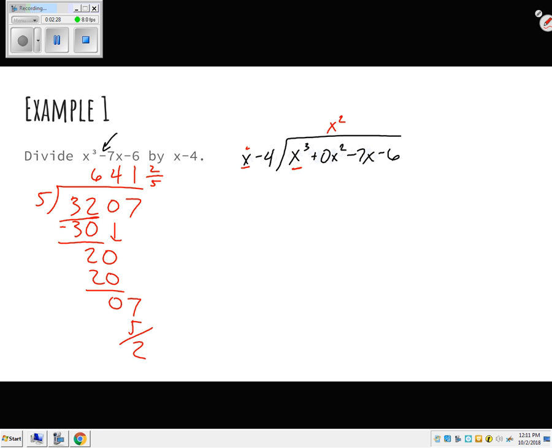So next, what I do with this 6 right here is I multiplied it down and got 30. So I take x squared, I'm going to multiply it by this binomial over here. So I get x cubed minus 4x squared. Next, I subtract it. So I want to subtract here. Now, these are going to cancel. Anything subtracted from itself is 0.